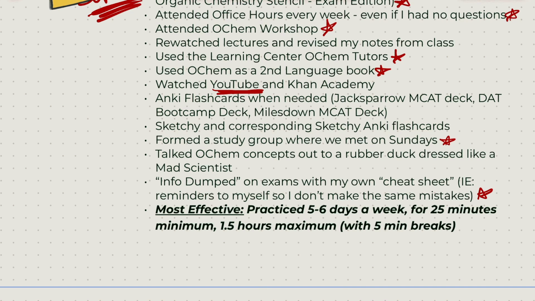Because for OChem 1, I had no cheat sheet. There's no cheat sheet in OChem 1 like there is for Gen Chem the entire year. Who knows? Maybe you'll have one this fall. I don't know. But for us, nope, we didn't have one.